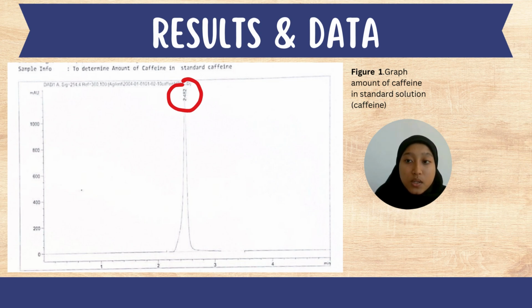Alright, so now let's look into the first figure, which is the graph of the amount of caffeine in the standard caffeine. We put the standard caffeine into the HPLC test, and we found out that the retention time of the caffeine present in the standard caffeine is at 2.482 minutes. So basically, we will use this value for the next samples, we have another two samples, to determine whether we have the presence of caffeine in those samples or not.